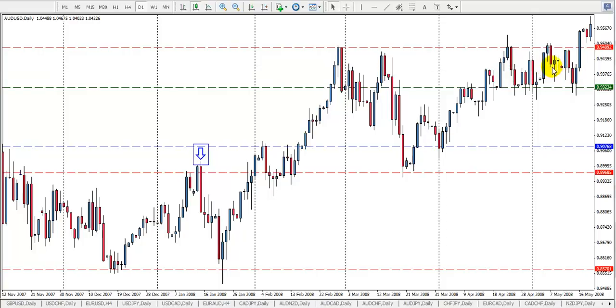Now we'll talk more about splitting up your exits in another video, but for right now, the basic idea here is that I do like those big shadows if they have equal highs or equal lows. In this case, because it's a bearish setup, the important thing to me is that the market closed lower than the low of the previous candle.